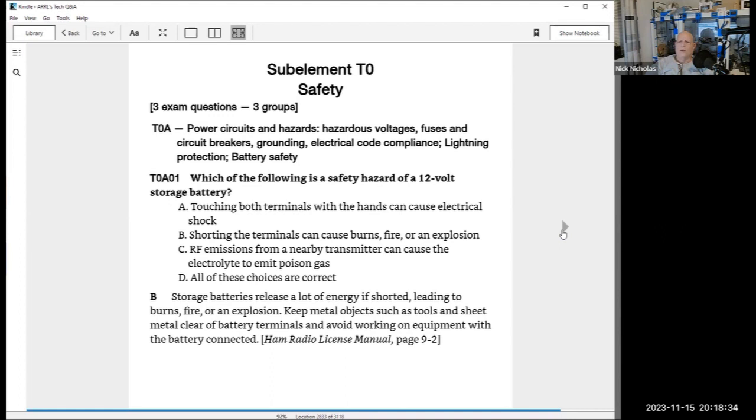Hazard. Which of the following is a safety hazard of a 12-volt storage battery? Shorting the terminals can cause burns, fires, and explosions. That would be the correct answer. Why don't you get shocked with a 12-volt battery? Because the resistance in your body is too great to permit it.